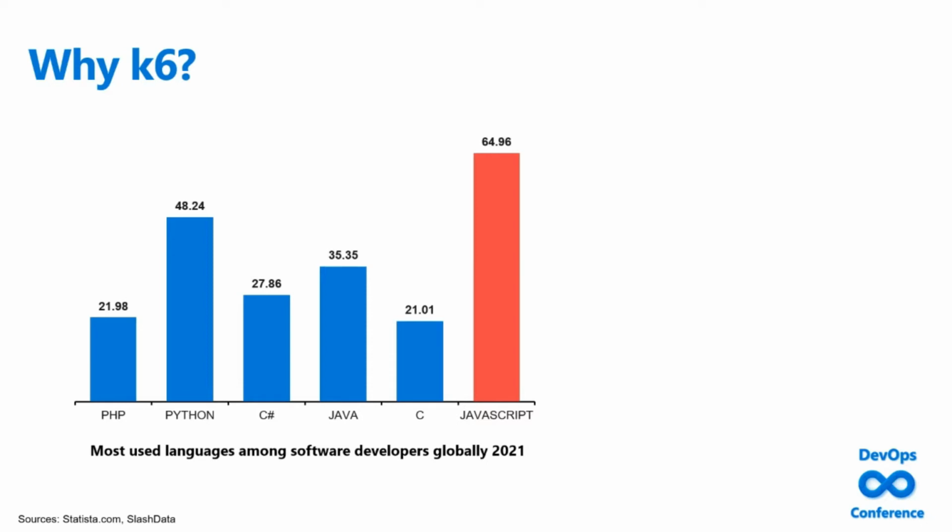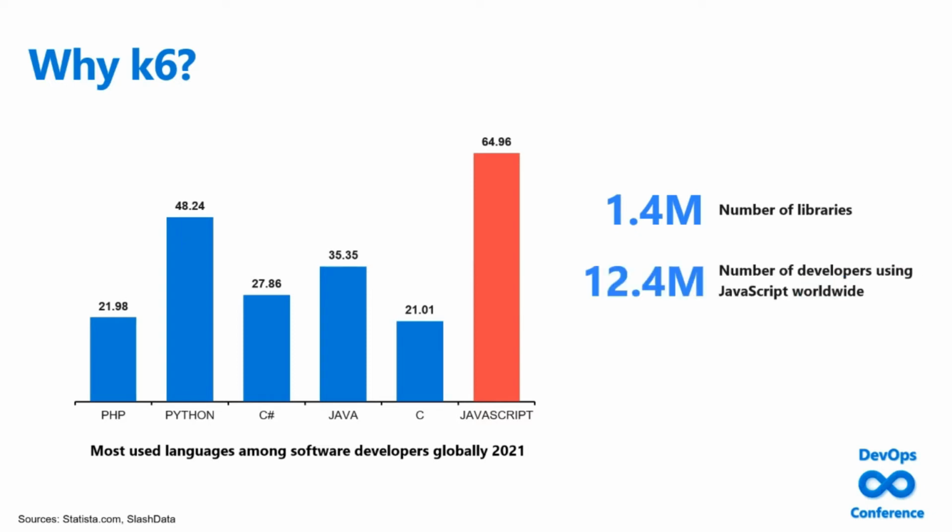This number, as you can see here, is more than 100, but because software developers usually don't use just one programming language, they use many of them. This is the reason why the total is not 100. So according to 2021, JavaScript is the most common programming language among software developers. It also can boast more than 1.4 million libraries. And according to Slashdata, JavaScript, CoffeeScript, and Microsoft TypeScript reach around 12.4 million developers worldwide.